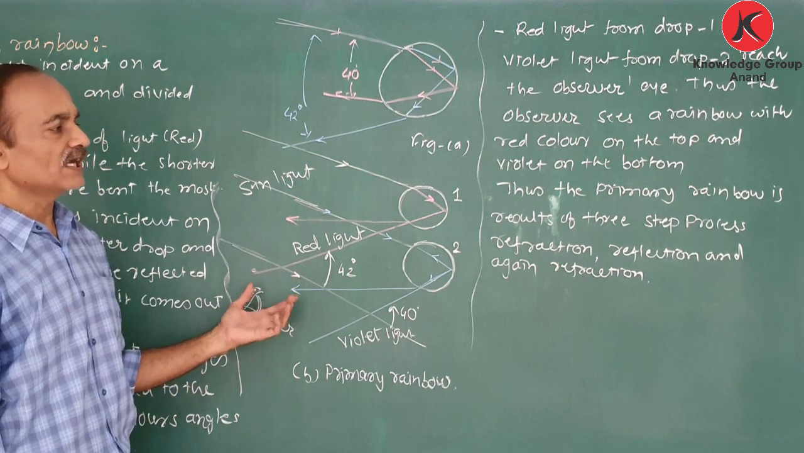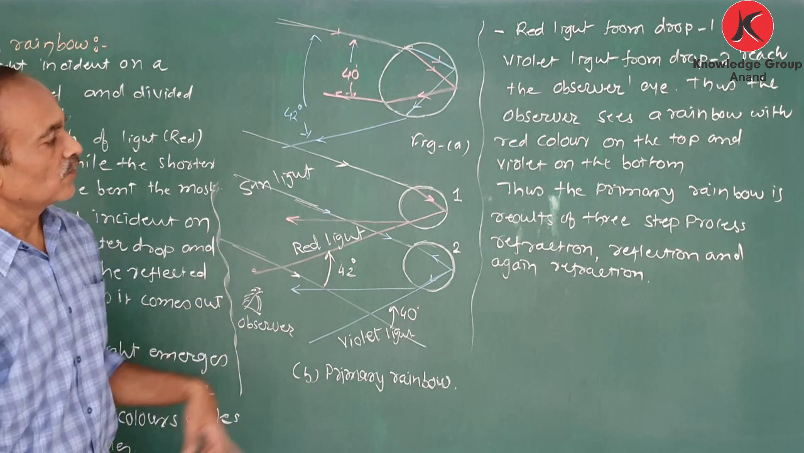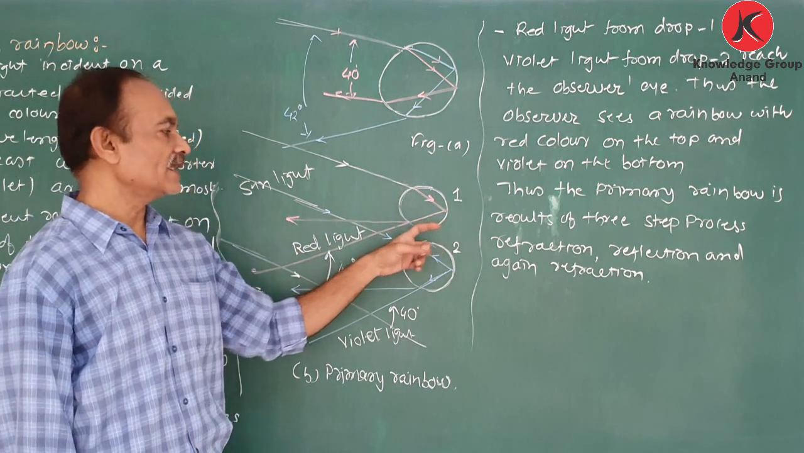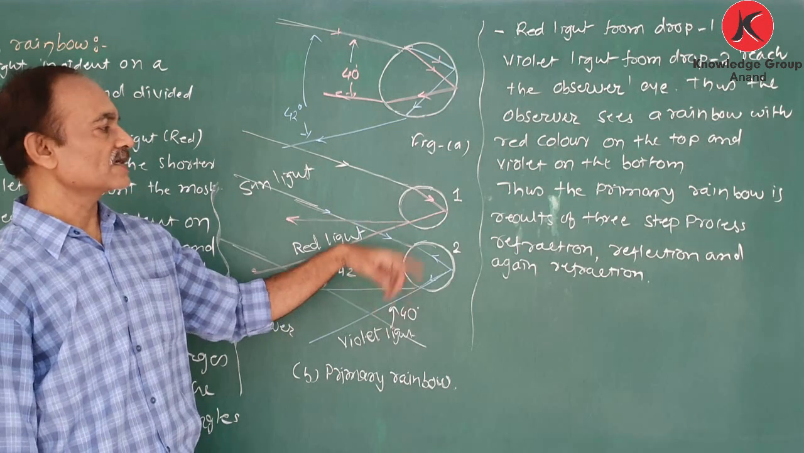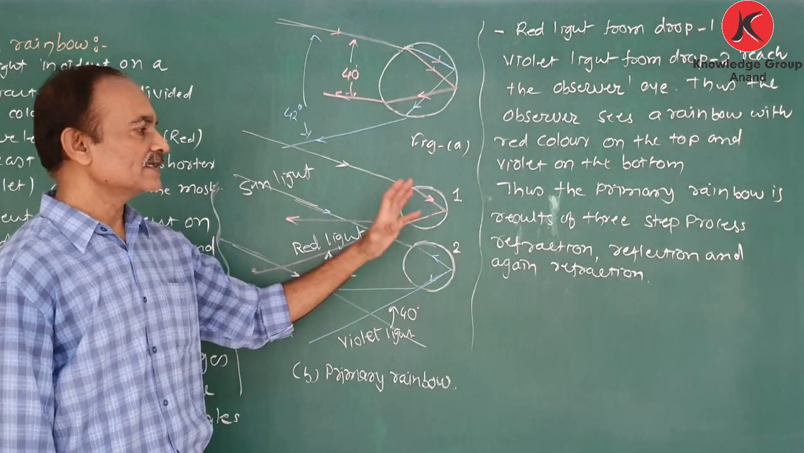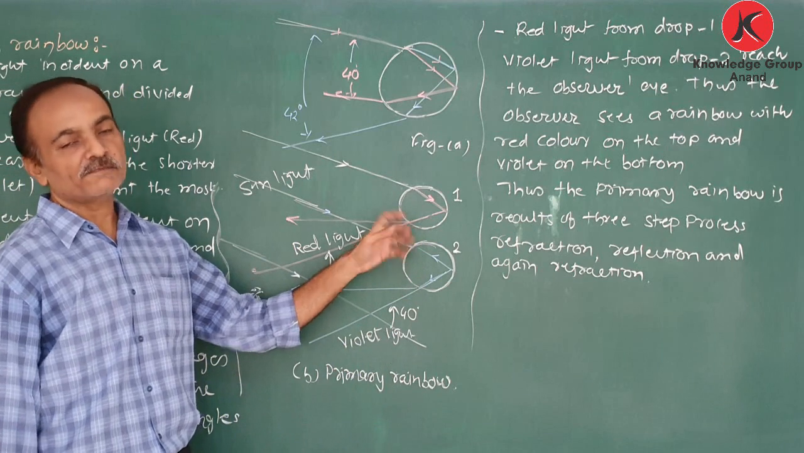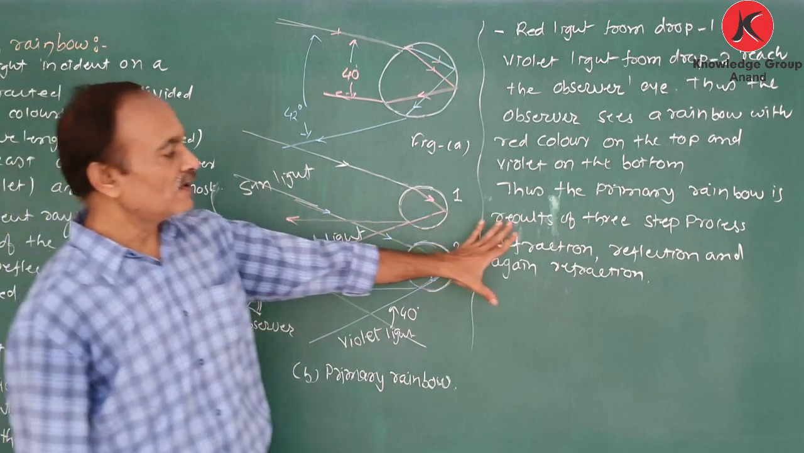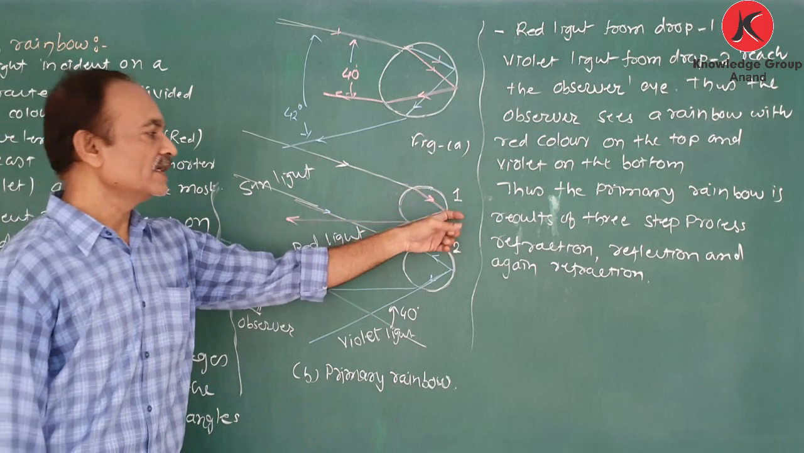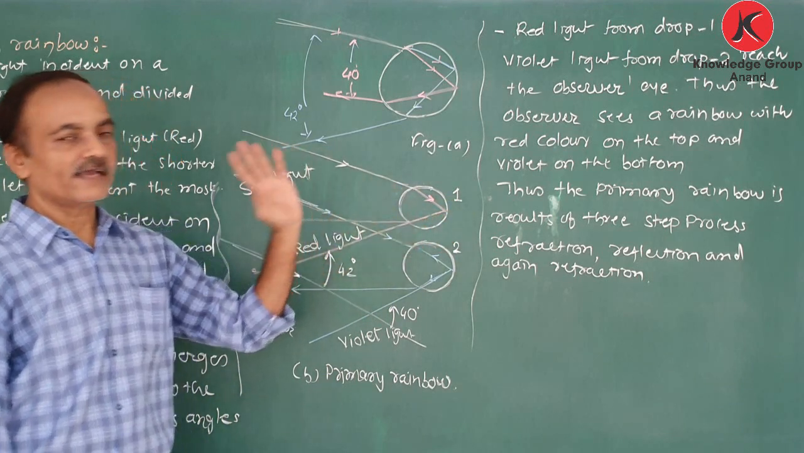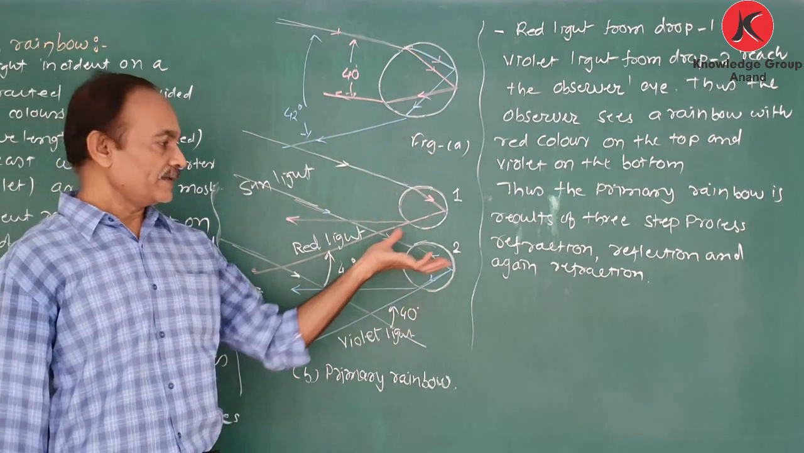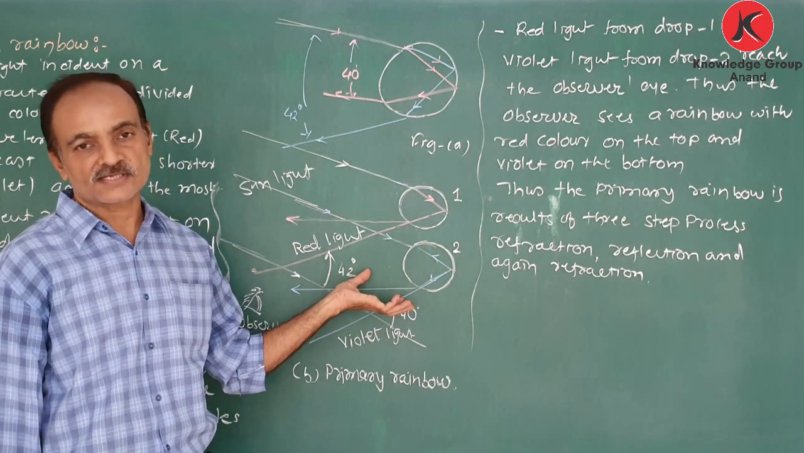Thus, the primary rainbow is the result of a three-step process. One is refraction plus dispersion, second is internal reflection, and next is refraction again. First the refraction plus dispersion, then the internal reflection, and then the refraction phenomena take place. So the rainbow is formed in a three-step process: refraction, total internal reflection, and refraction again. So that is how the primary rainbow is formed in the sky in the monsoon season.